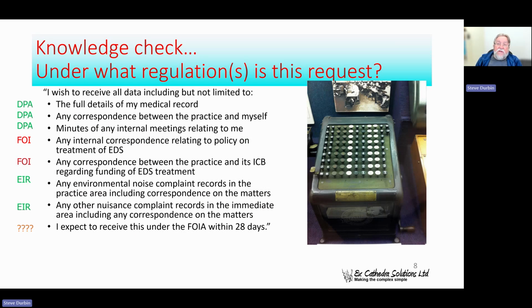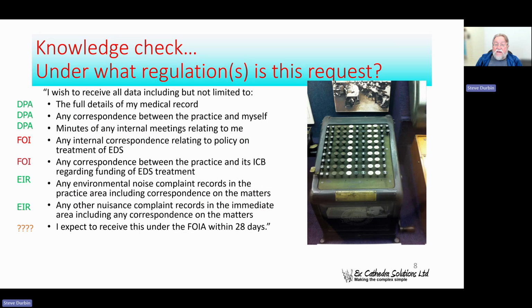One thing we get quite often these days with the rise of AI is that people are asking for all the data, including all the metadata and stuff like that. That doesn't apply under DPA. It does in some circumstances under FOI, but not under DPA, GDPR. Any internal correspondence related to policy on treatment of EDS, that would be an FOI. You can look at policy, not personal data. Any correspondence with practice ITB regarding funding of EDS, again, that wouldn't be personal data, so that would be an FOI. And then the other two are clearly environmental noise complaints.